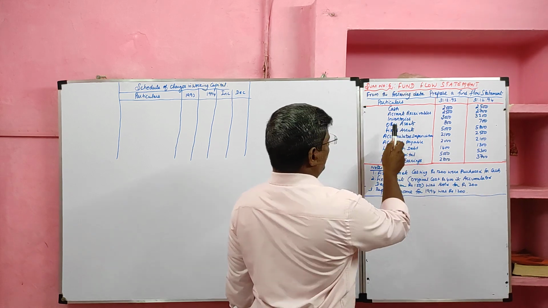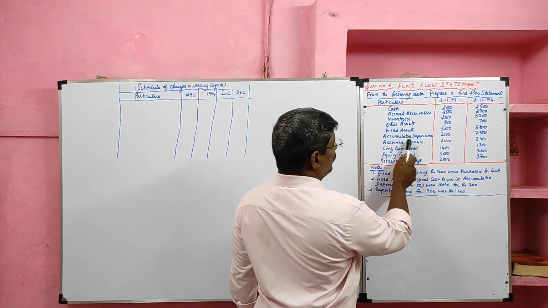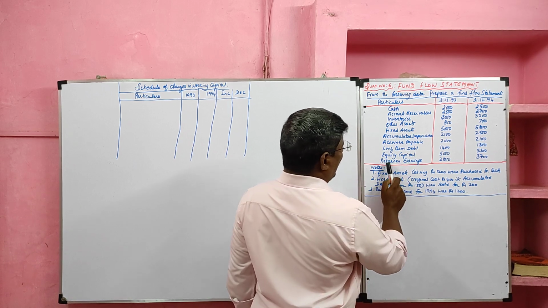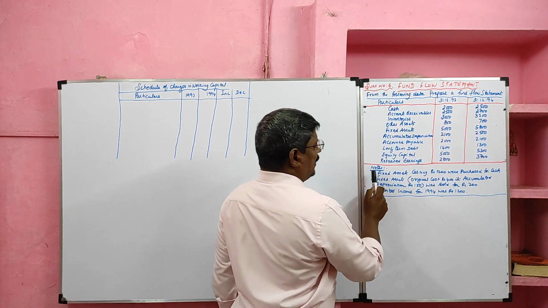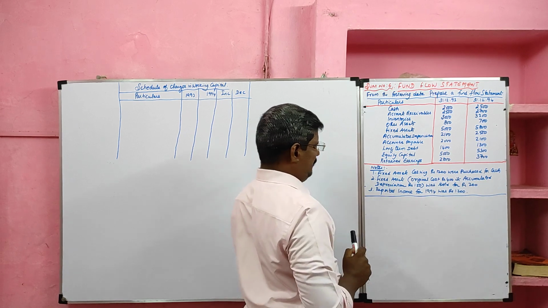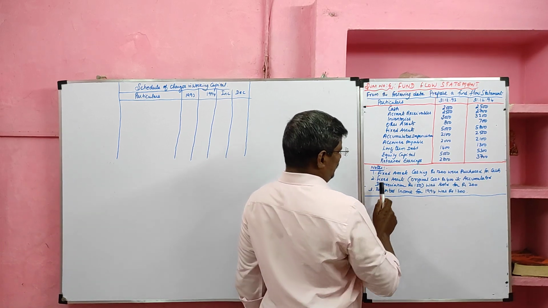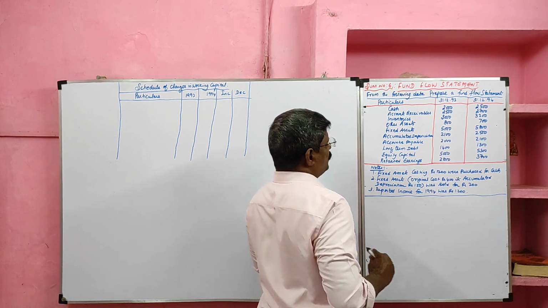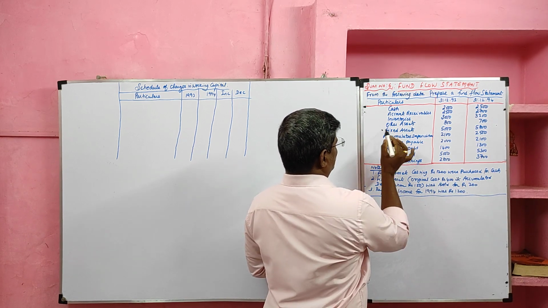Cash, accounts receivable, inventory, other assets, fixed asset, accumulated depreciation, accounts payable, long-term debt, equity capital, retained earnings. Then some information is also given. Additional information: fixed asset costing 1200 were purchased for cash, so we have an adjustment for fixed assets.